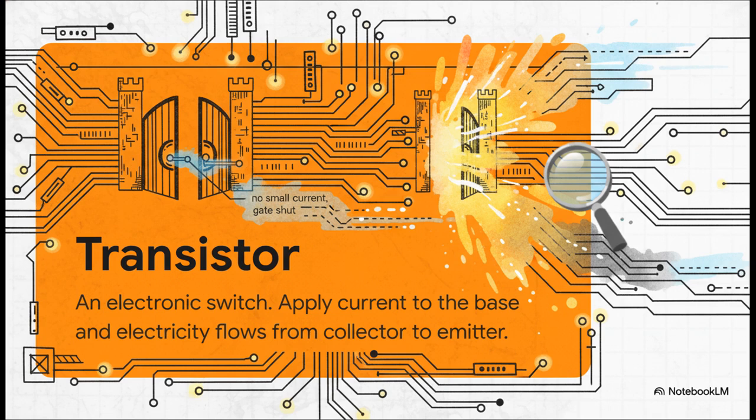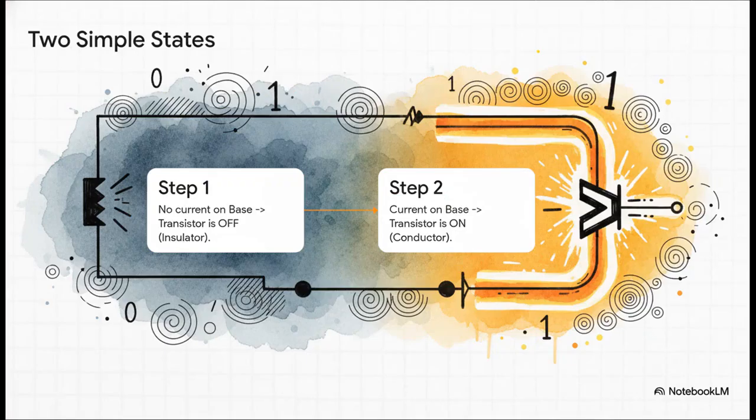It's really just a tiny electronic switch. The best way to picture it is like a gatekeeper for electricity. It's got this part called the base. If you send a little bit of current to that base, boom, the gate swings open and a much bigger current can flow right through. But if there's no current at the base, the gate stays firmly shut. Simple as that. And that right there, that's the whole game.